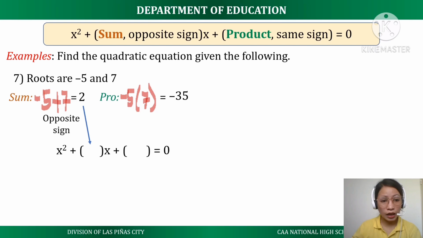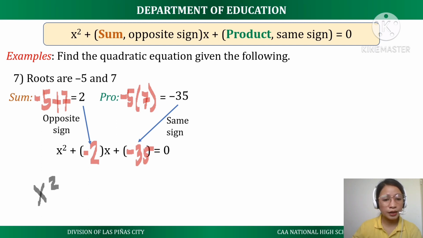So, opposite sign ng sum natin. Positive yan, so magiging negative. Same sign ng product natin, negative 35. And then, simplify. So, x squared minus 2x minus 35 is equal to 0.